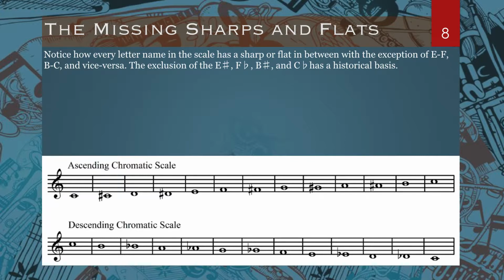And just one more time, I'm going to really try and send this point home. It's important to put a sharp or a flat between each scale degree except for E to F and B to C, because E to F and B to C are already half steps. You don't need an E sharp. Remember, an E sharp would be F, a B sharp would be C, a C flat would be B, an F flat would be E. This should all be review though.